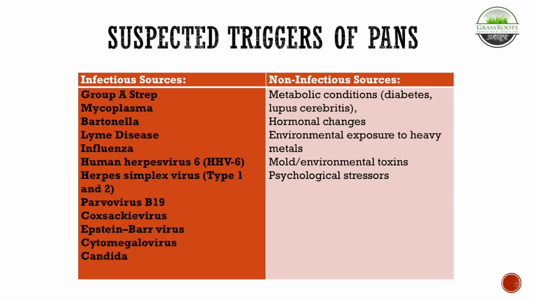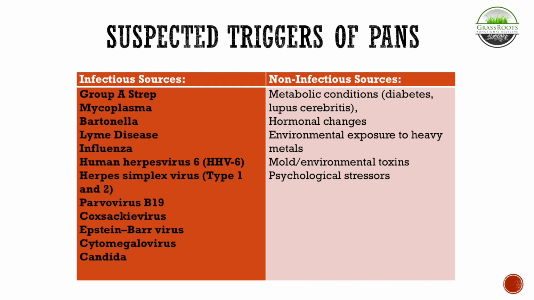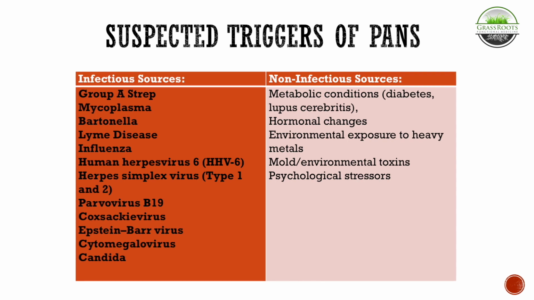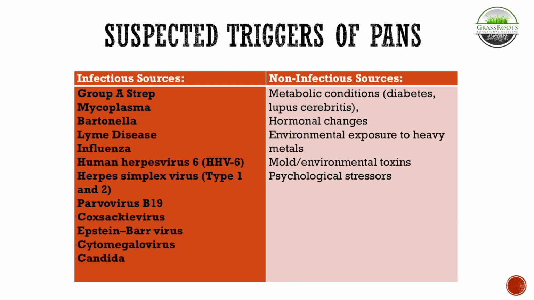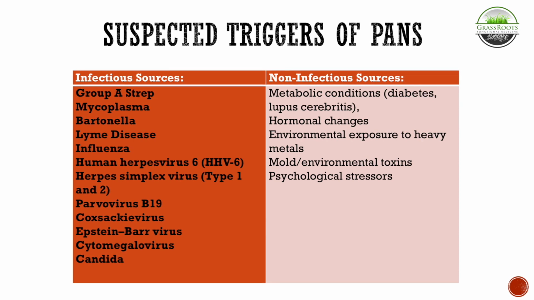So as far as looking at PANS and PANDAS, one of the most important things is to know what is triggering it, what's setting it off. And as you can see by this list, it can be a whole host of things. It can be strep, which is typically the causative agent with PANDAS. But when we're looking at PANS, it can also be a lot of other co-infections, tick-borne illness, viruses.